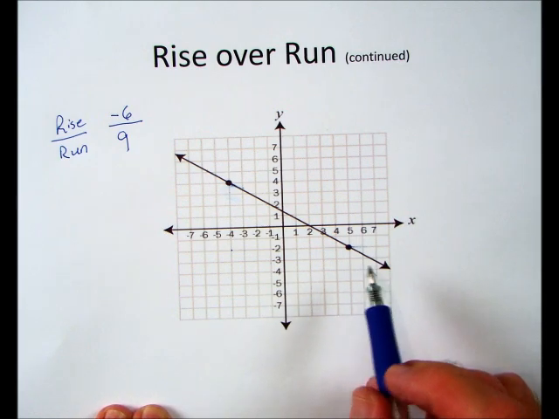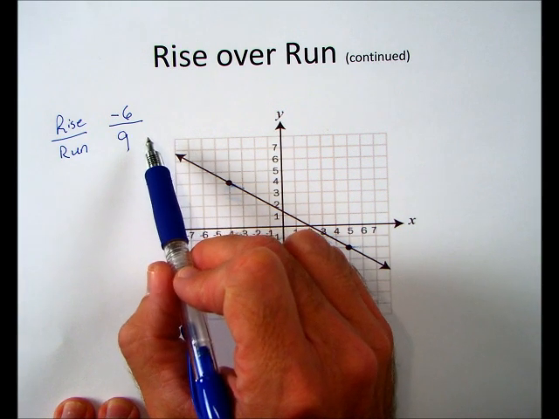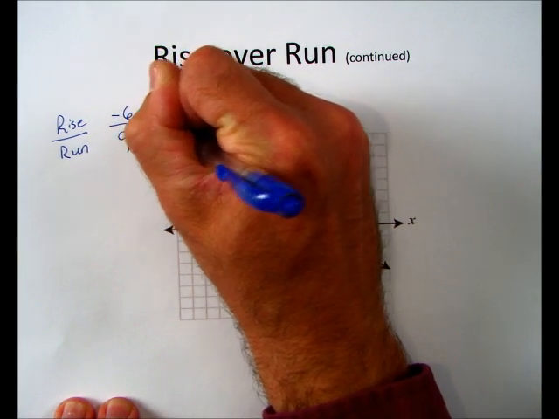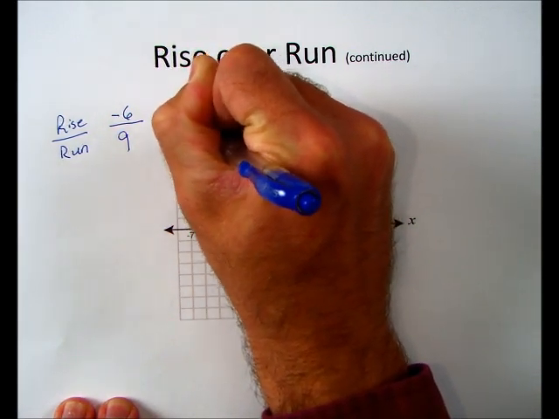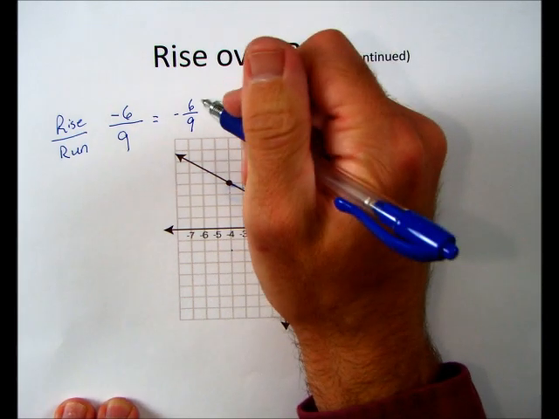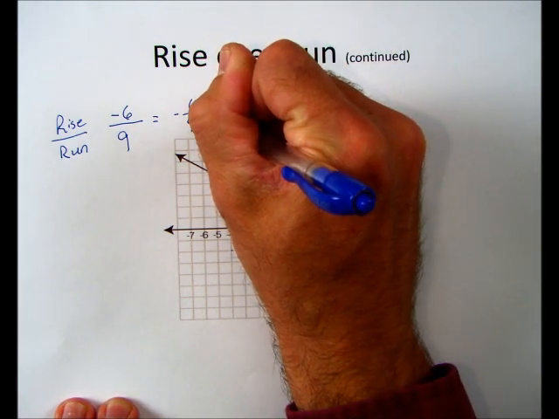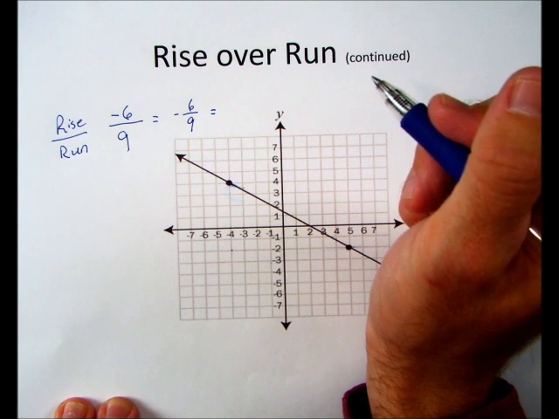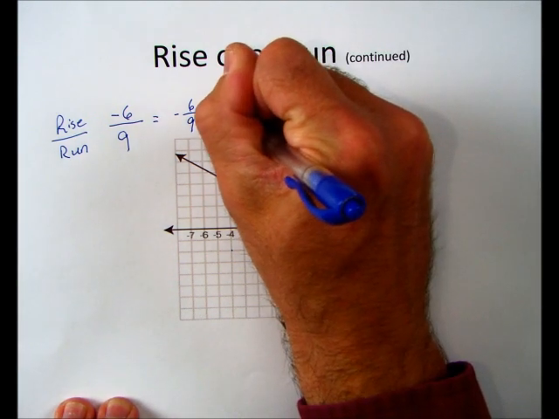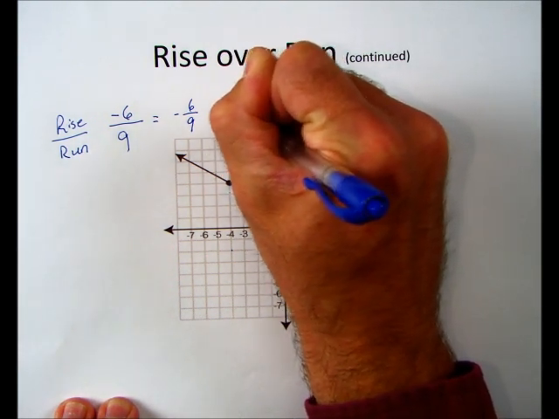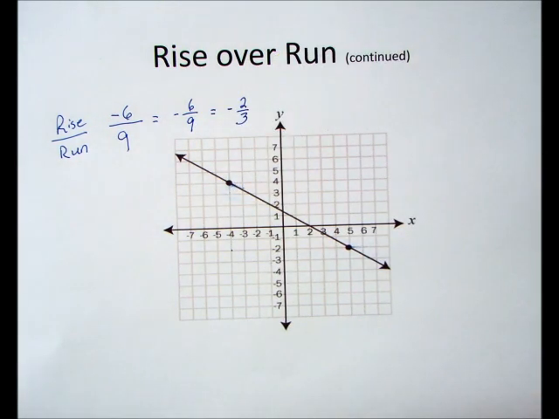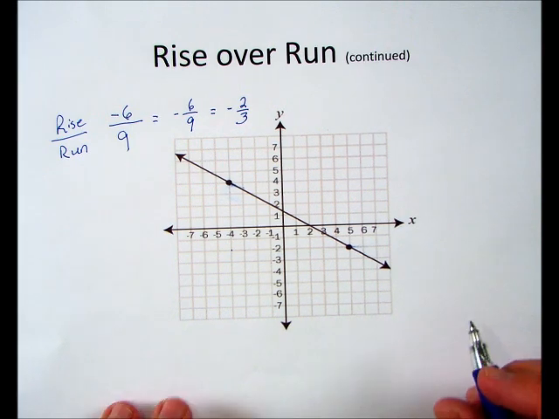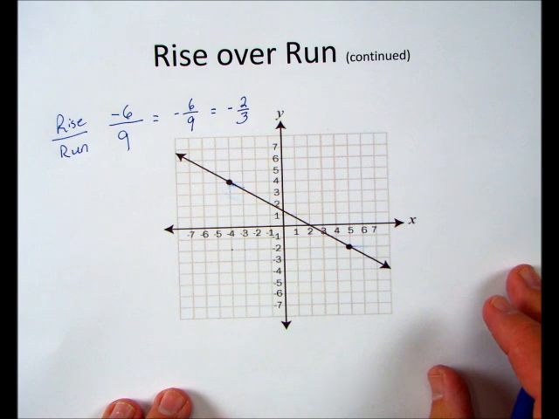So the slope in this case is a negative 6/9. And we can reduce that by dividing both the numerator and denominator by 3, which will give us negative 2/3. So in this particular example, the slope is negative 2/3. That means for every 2 that we go down, we go over 3.